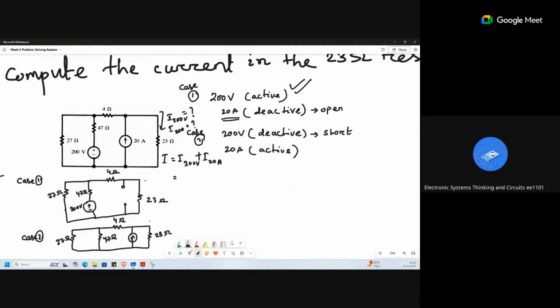You have to always calculate this current. This current is known as the effect of 200 volt. Whenever the effect of 20 ampere is there in this circuit, what is the current flowing through this 23 ohm? You have to find out.